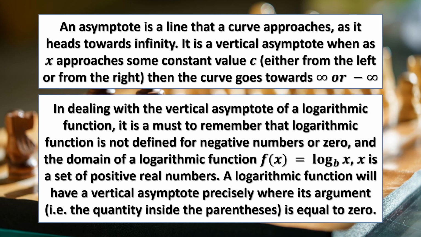In dealing with the vertical asymptote of a logarithmic function, it is a must to remember that a logarithmic function is not defined for negative numbers or 0. And the domain of the logarithmic function, f of x is equal to the log of x with base b, is the set of positive real numbers. A logarithmic function will have a vertical asymptote precisely where its argument is equal to 0, or the quantity inside the parenthesis is equal to 0.